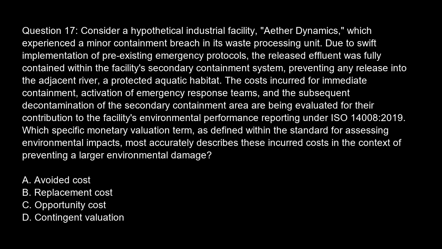Question 17. Consider a hypothetical industrial facility, Etha Dynamics, which experienced a minor containment breach in its waste processing unit. Due to swift implementation of pre-existing emergency protocols, the released effluent was fully contained within the facility's secondary containment system, preventing any release into the adjacent river, a protected aquatic habitat.